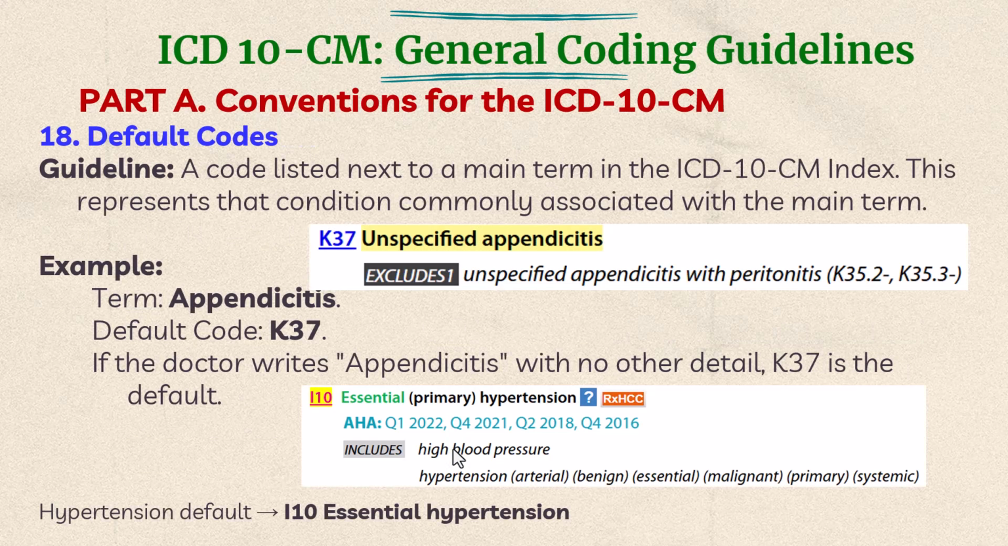Number 18, default codes. A code listed next to a main term in the ICD-10-CM index represents the condition commonly associated with the main term. For example, the term appendicitis. The default code is K37, unspecified appendicitis. So if the provider writes appendicitis with no other detail, K37 is the default code. Similarly, for hypertension, I10 is the default code. You can see I10, essential or primary hypertension. So if the provider documents hypertension, you can use the default code I10.